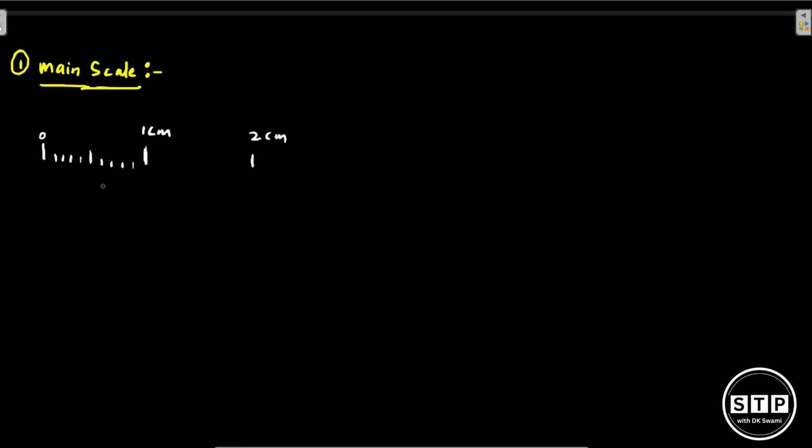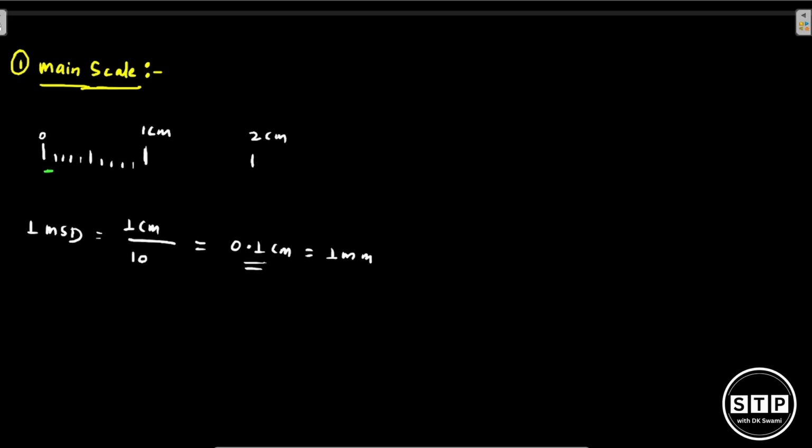It means in the main scale one division, or 1 MSD, is equal to this much distance. I am calling this the MSD. This distance in the main scale is 1 centimeter, and how many divisions are there in that? 10 divisions. So that's why 1 MSD is equal to 0.1 centimeter or 1 mm. Generally, using this vernier caliper our readings will be in centimeters, so that's why we use 0.1 centimeter. That is the main scale division.